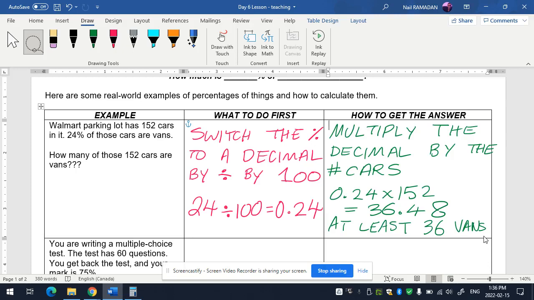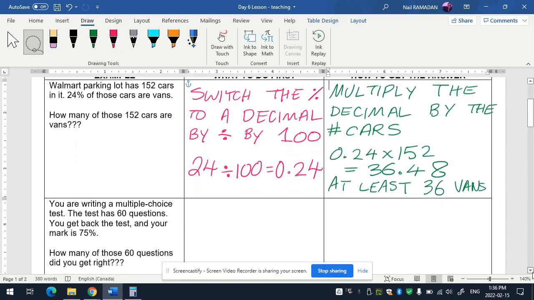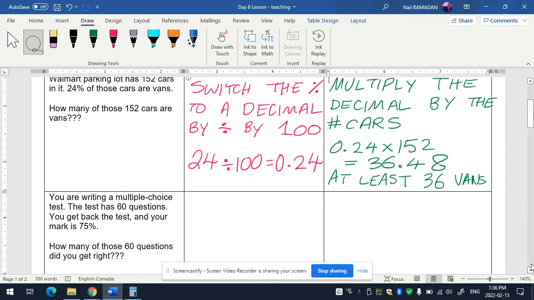All right. Let's do the exact same kind of question, but applied to a different and probably more relevant situation to you as a student. You are writing a multiple choice test. Happens all the time in so many courses. The test has 60 questions.